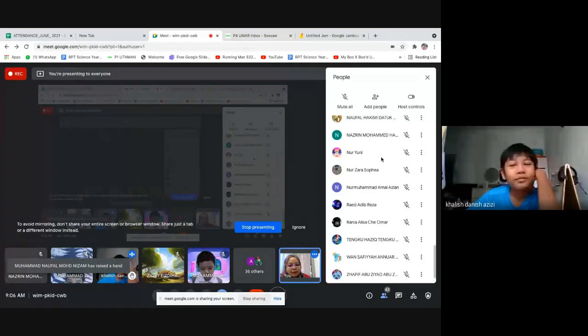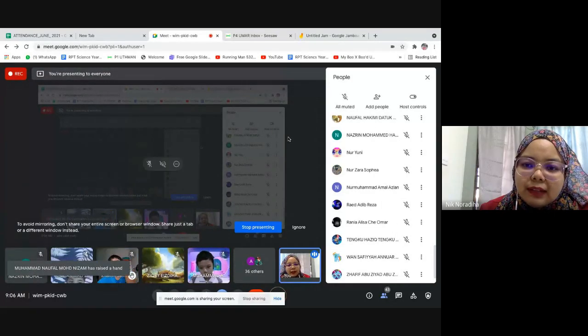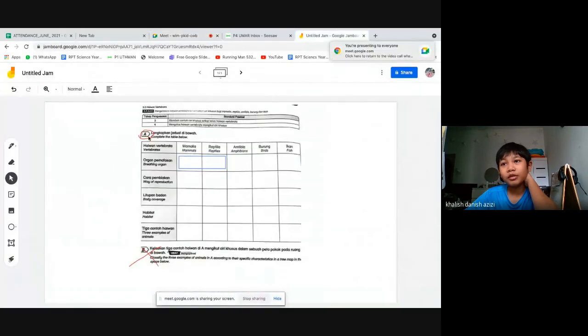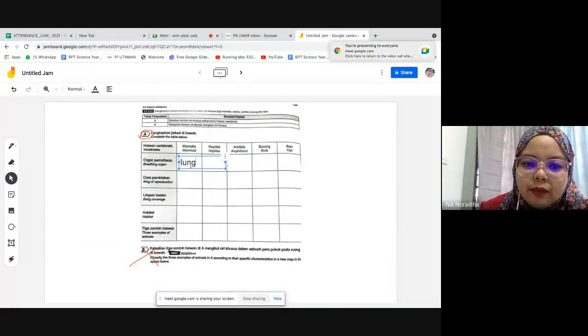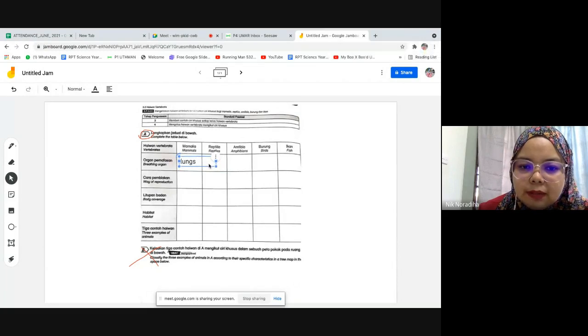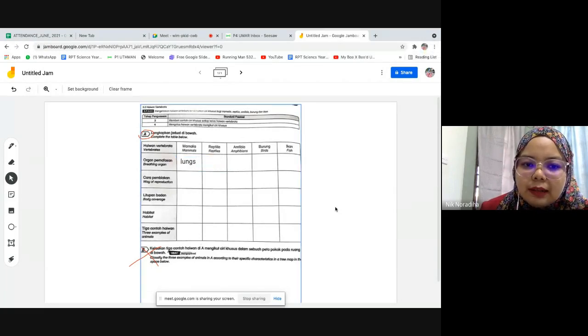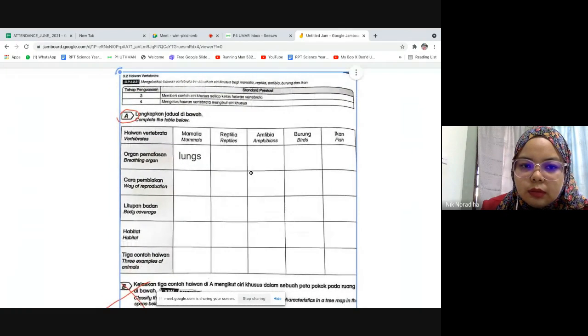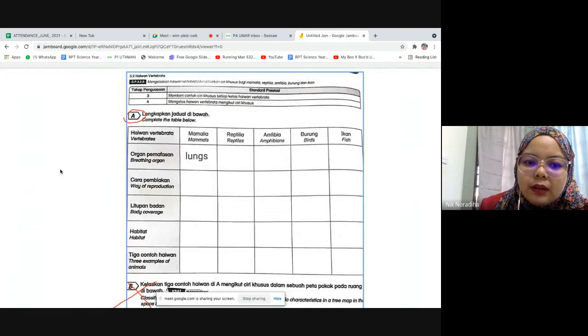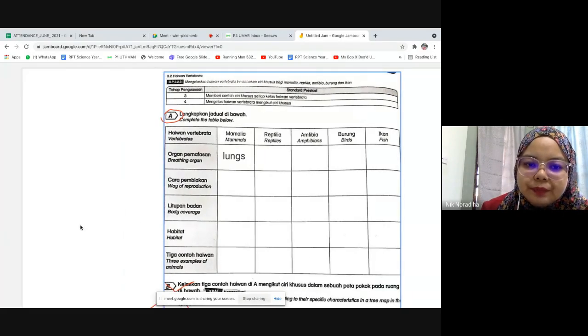How do we breathe, Kalish? We breathe using lungs. Lungs, okay, correct. So everyone write right inside the box of your book: lungs, the first one. All right, lungs. So we go one by one, okay? One group here, then one group each for reptiles, amphibians, birds, and fish. We'll go one by one.